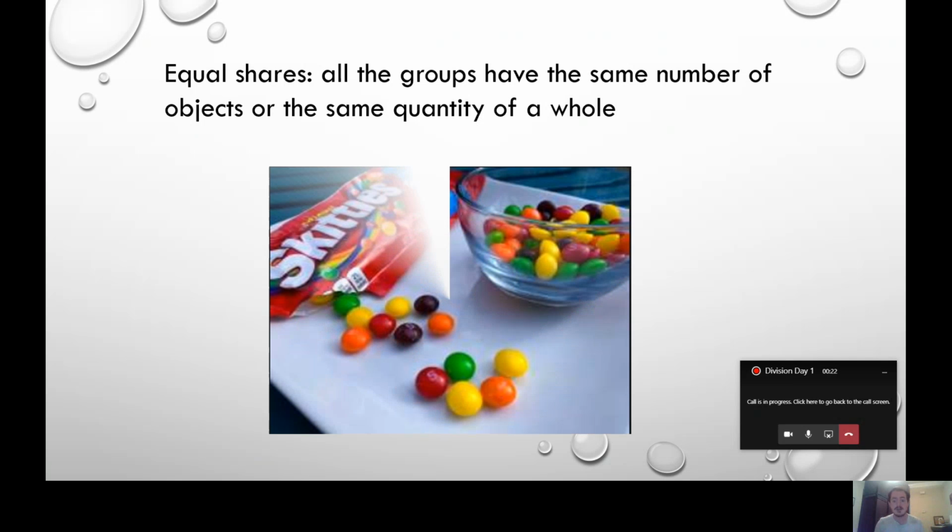So think about sharing Skittles with your friends. If you take a bag of Skittles and you dump it all out, and you want to make sure that each of your friends has the same number of Skittles, or else it's not fair, right? It's not equal. It's not fair. We want to make sure that when we split something up or when we divide it, everybody is getting the same number of objects or the same quantity of a whole.